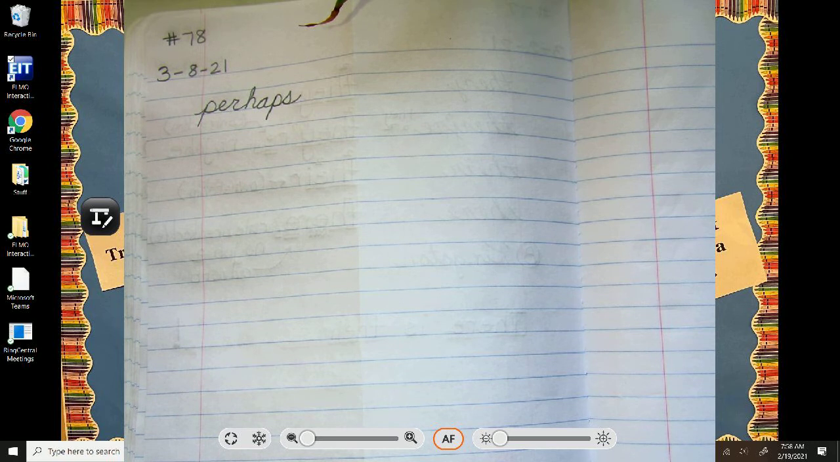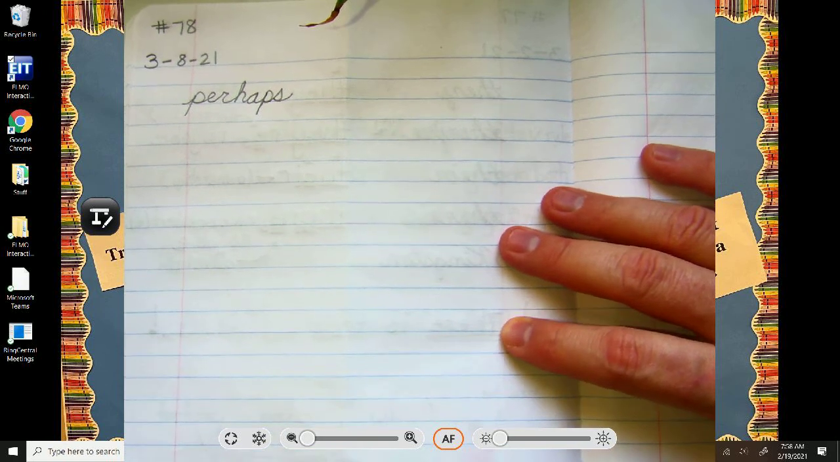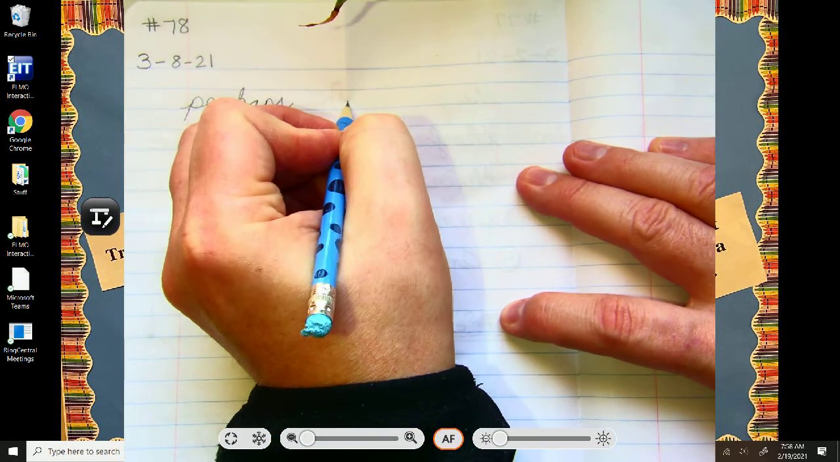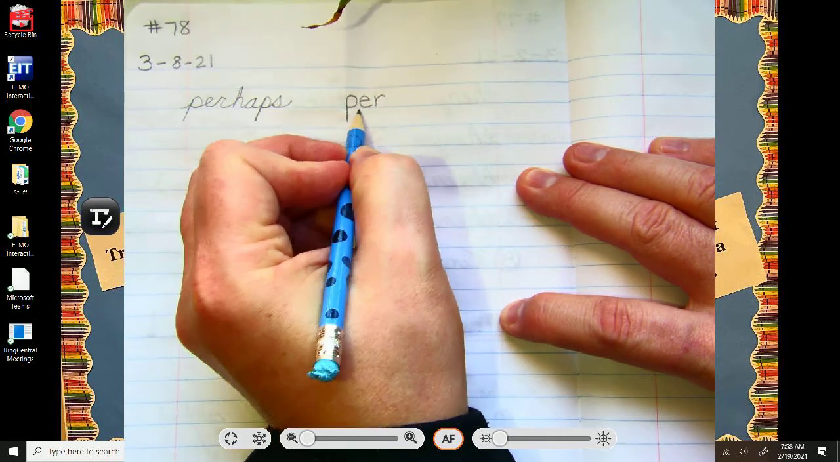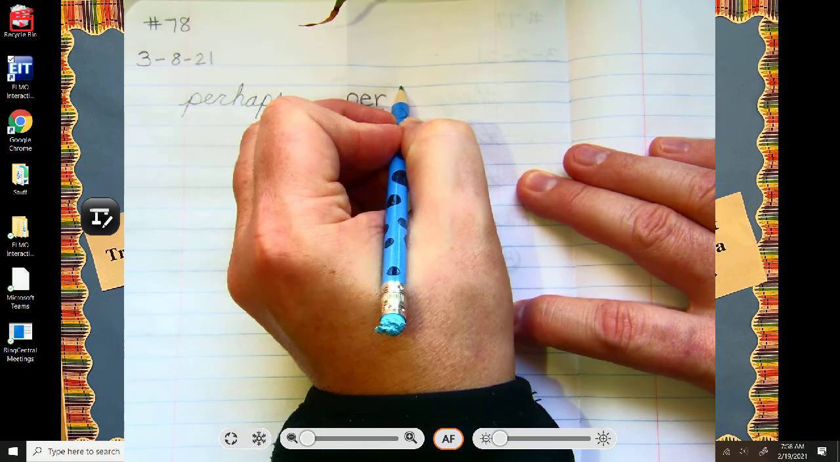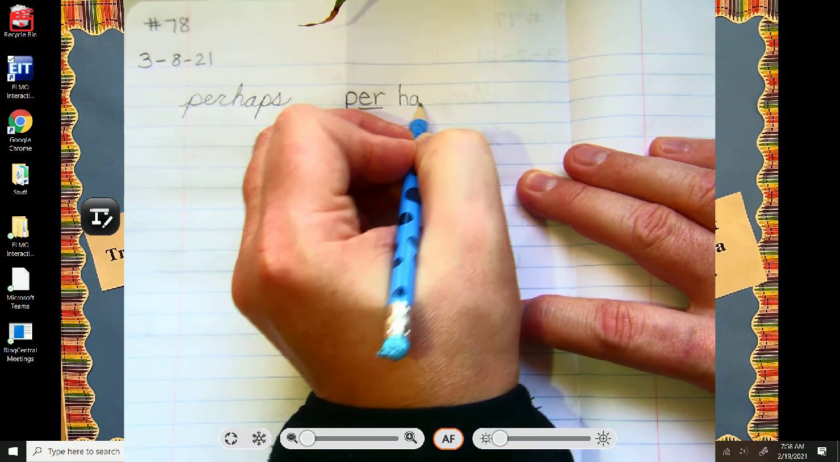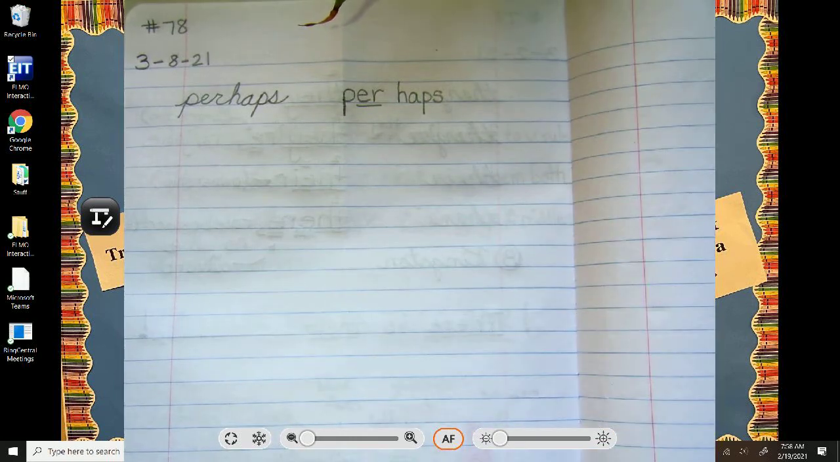All right, let's check that analysis. Are you ready? How many syllables in perhaps? Correct, 2. Our first syllable is p-er. Did you remember to underline the er? Perhaps you should do it now if you forgot. Then our second syllable is haps. Perhaps. Perhaps we're now finished with that word. We are. Perhaps.